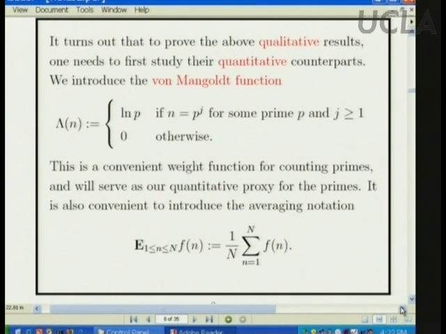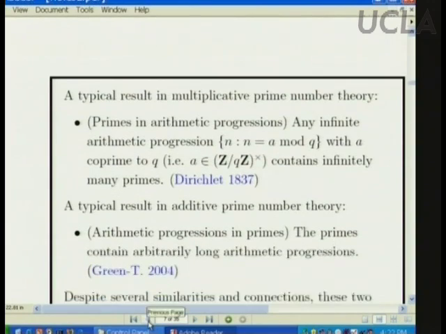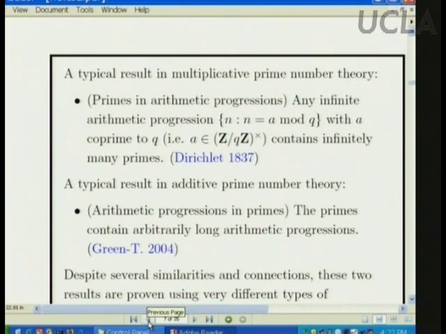So the previous results are sort of qualitative results. Let me go back. Dirichlet's result tells you that there are infinitely many primes in this progression, and we say there are arbitrarily long progressions in the primes, but this is only qualitative. We don't say exactly how many primes there are up to some n in some progression, and we don't say exactly how many progressions there are in the primes up to some limit n.